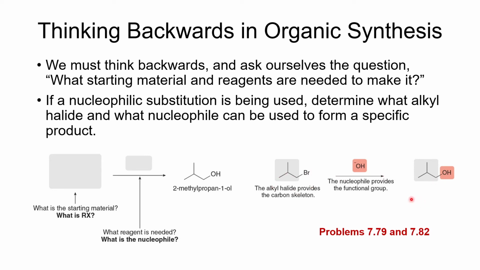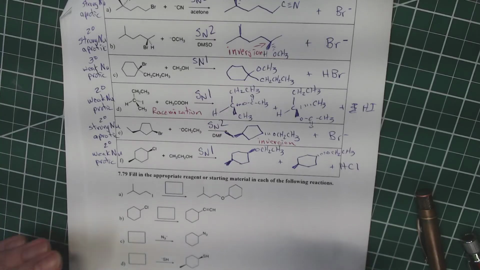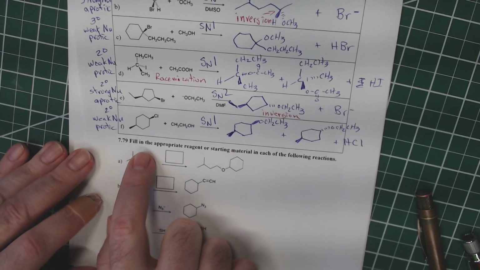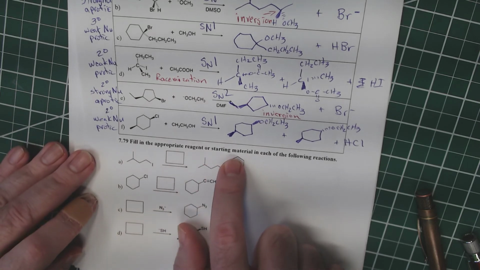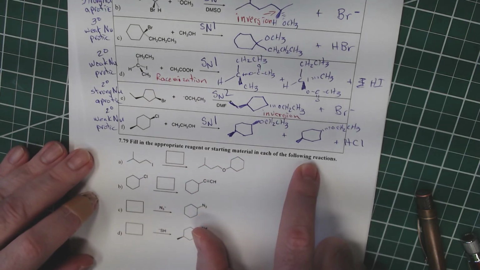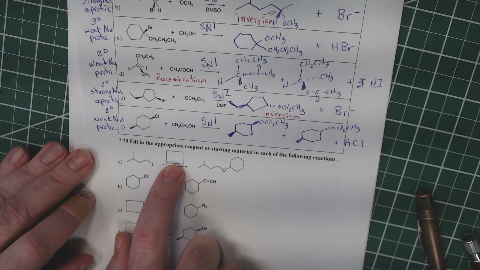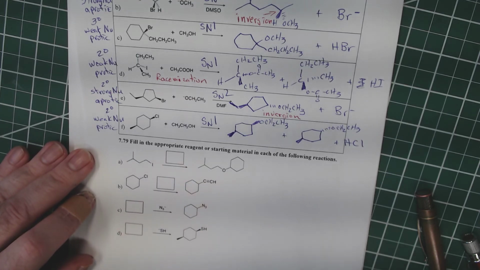So we're going to look at numbers 79 and 82. These are the last two problems in chapter 7. Thank goodness. All right, so fill in the appropriate reagent or starting material in each of the following reactions. Well, I didn't leave enough space here to put in what that starting material or reagent would be.